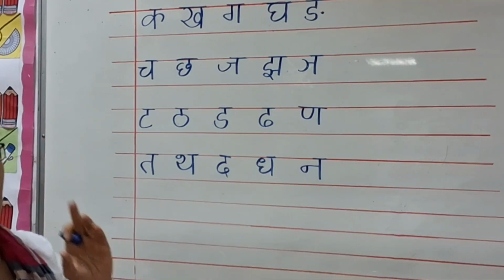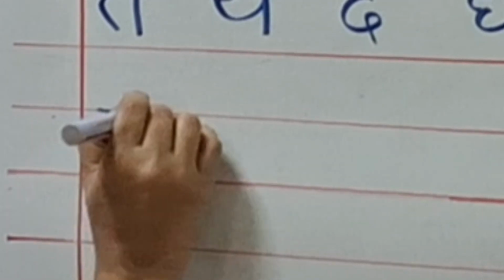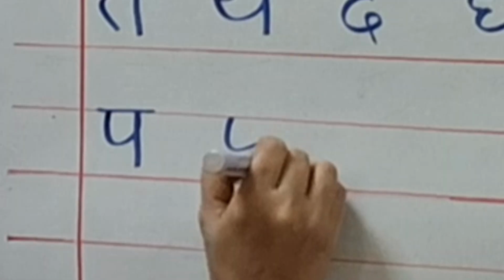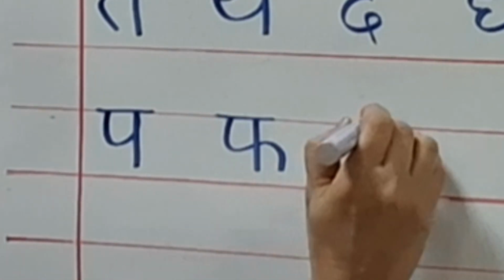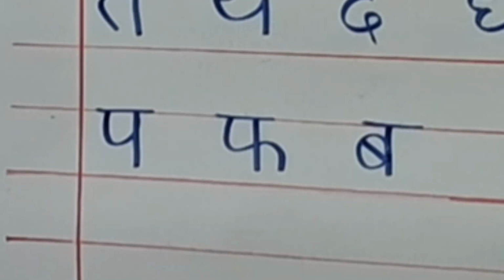Next we go to the Pa family. Okay. Pa se patang. Uske baad after that Fa se phal. Uske baad after that Ba se batak.